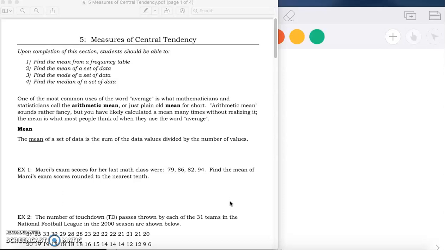One of the most common uses of the word average is what mathematicians and statisticians call the arithmetic mean, or just plain old mean for short. Arithmetic mean sounds rather fancy, but you have likely calculated a mean many times without realizing it. The mean is what most people think of when they use the word average. The mean of a set of data is the sum of the data values divided by the number of values.